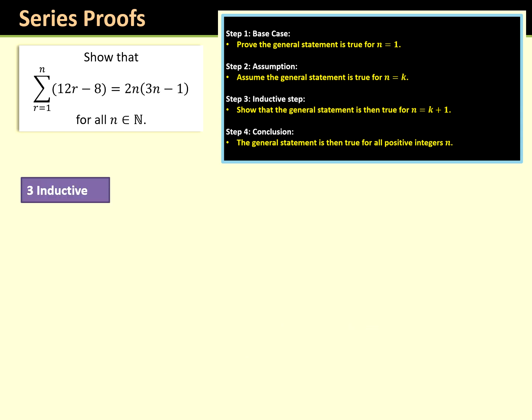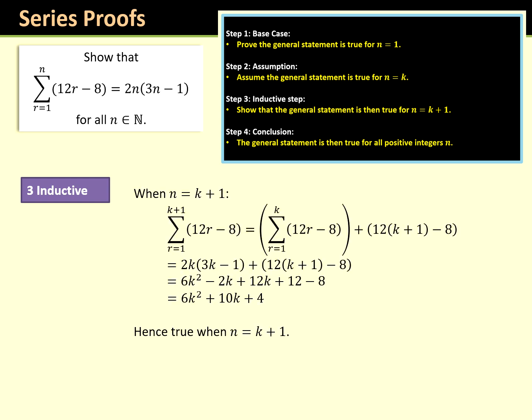So next we look at the inductive step. That's the step where we have to do some work. And here it is. So when n equals k plus 1, what we're saying is that if we run the series sum from 1 to k plus 1 instead of just k, then that is the original sum from 1 to k, plus this extra term with the k plus 1 in it. So we've substituted k plus 1 into 12r minus 8. So the first bit with the sigma is the original series sum from 1 to k, but then we're also adding on the extra term, the k plus 1th term.